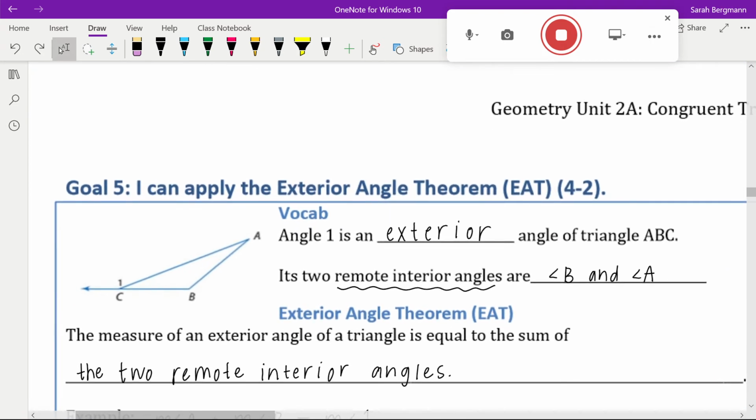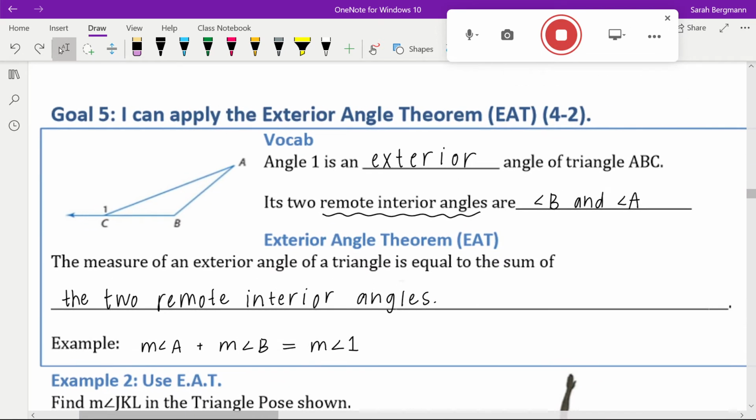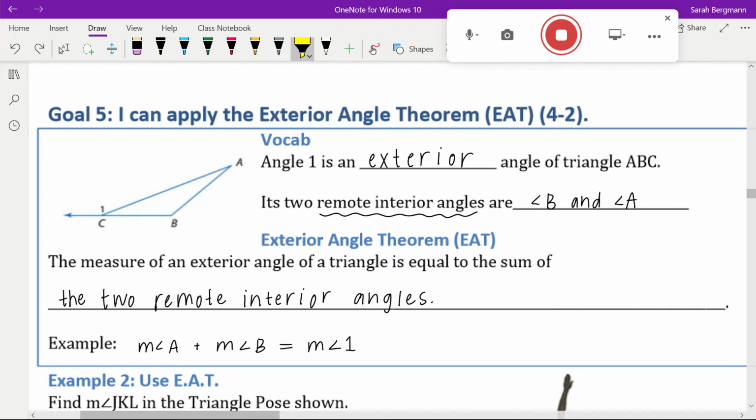Alright, next we are going to talk about the exterior angles in a triangle. So first you need to know what an exterior angle is. An exterior angle is an angle such as angle 1 on this triangle. It's on the outside of the triangle. It's formed by extending one of the sides of the triangle.